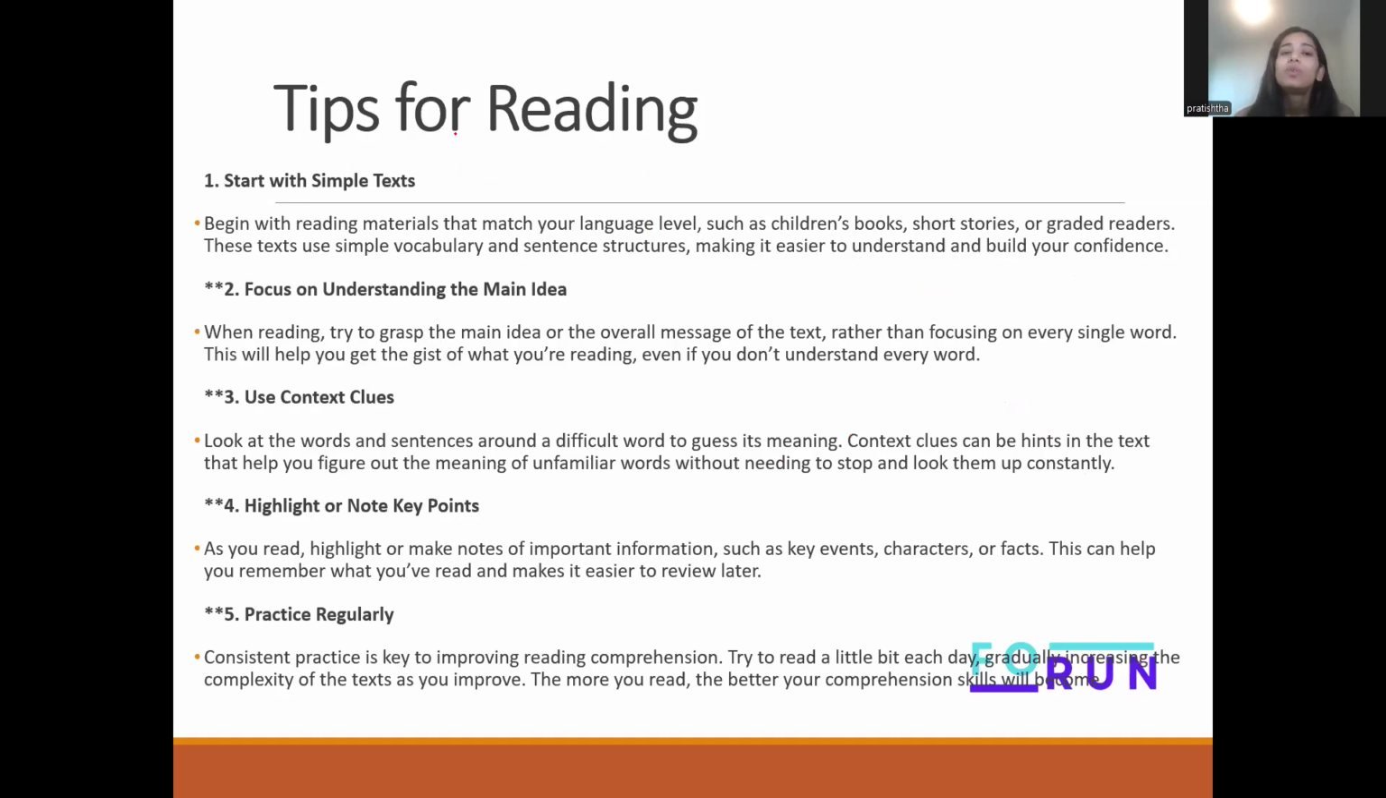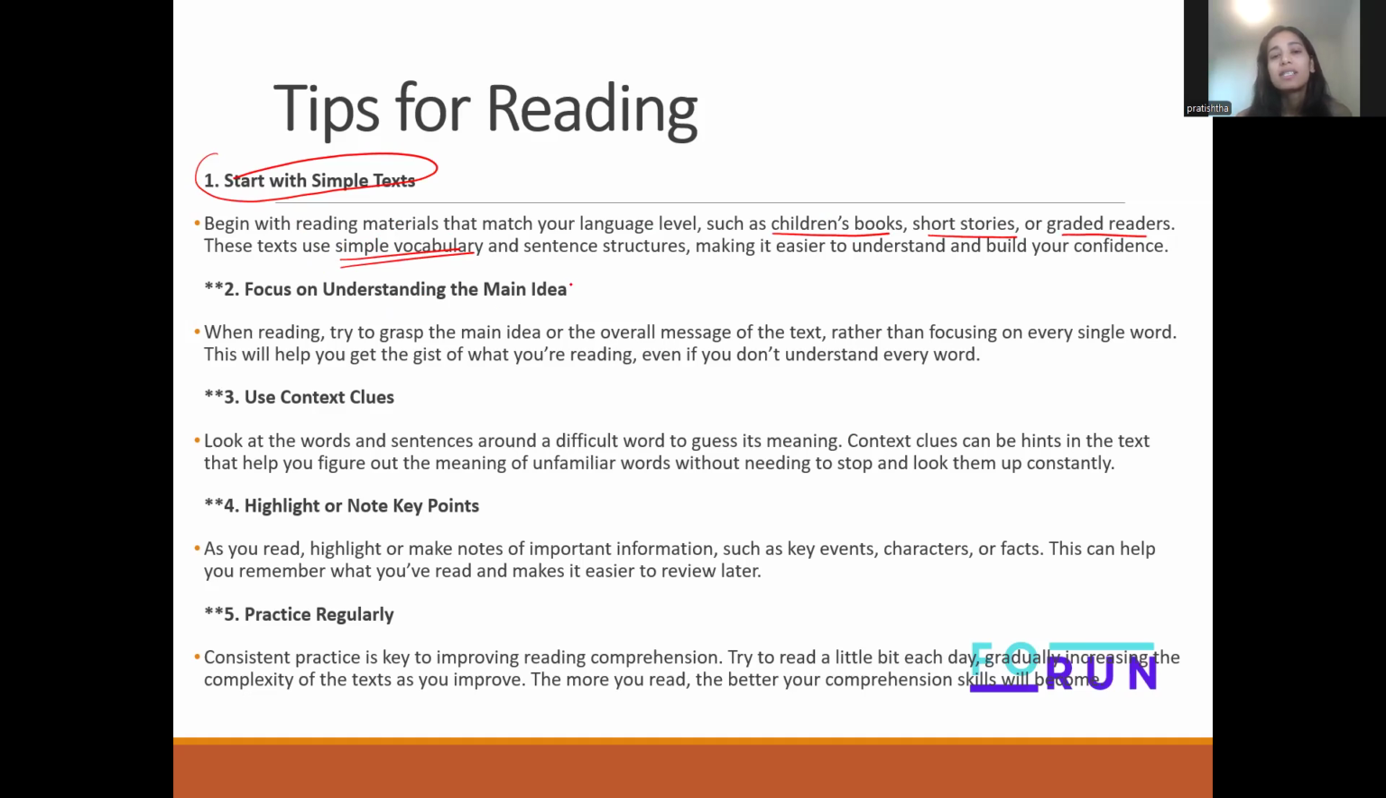Then you have a few tips for reading, and this is mainly for reading longer texts. So you need to start with simple text. Even if it is long, you need to start with simpler text, such as children's books, stories, graded reading, right? Why do you need to do it? Because it will use simple vocabulary and sentence structure, not complicated sentence structure, and that will help you build your confidence.